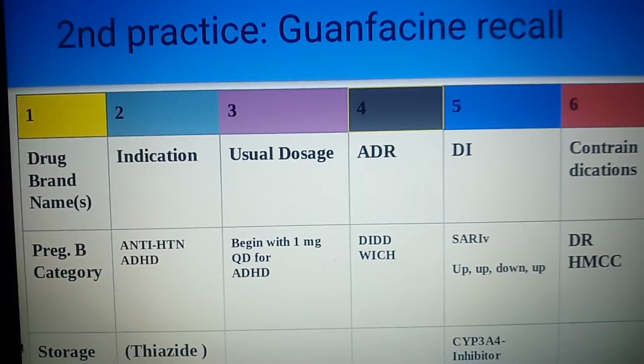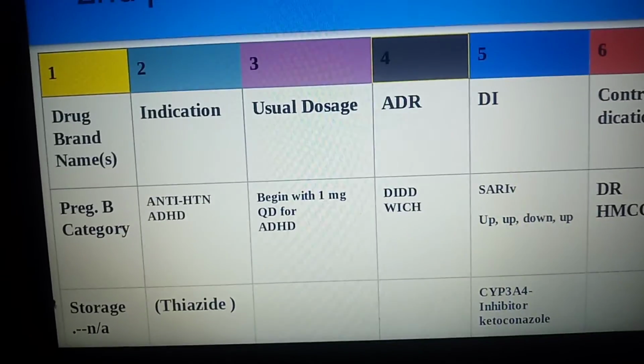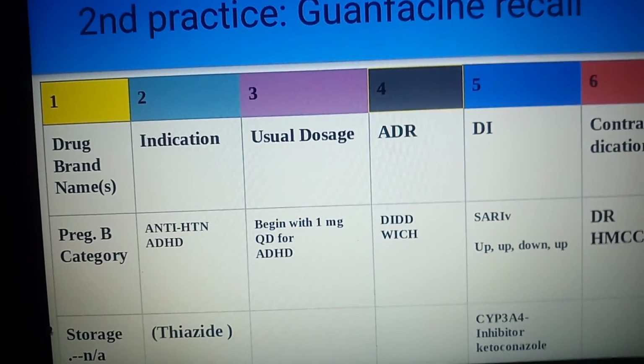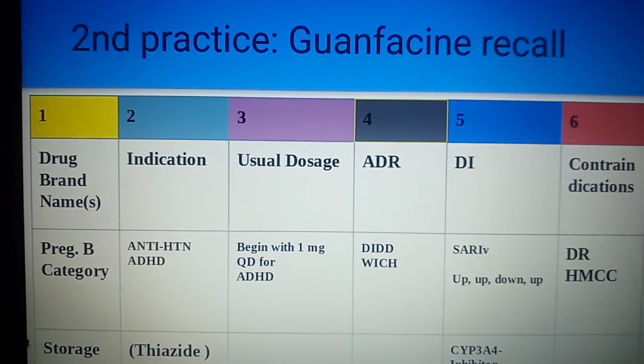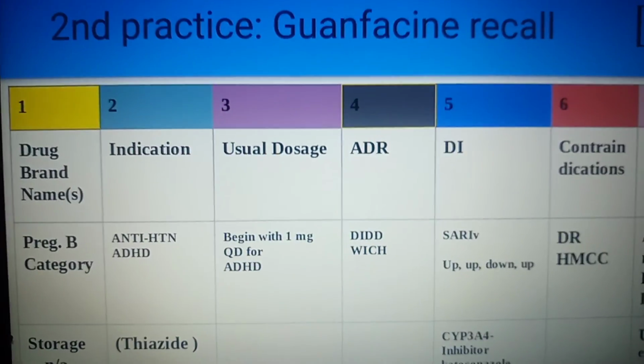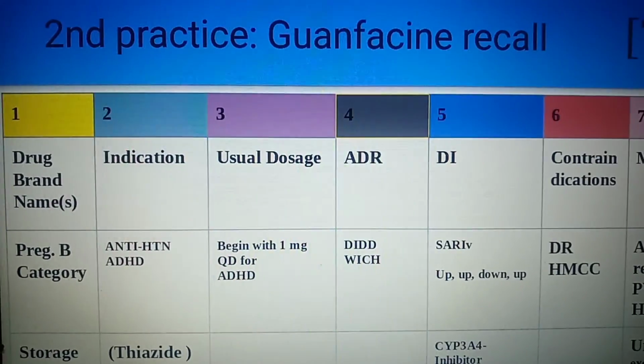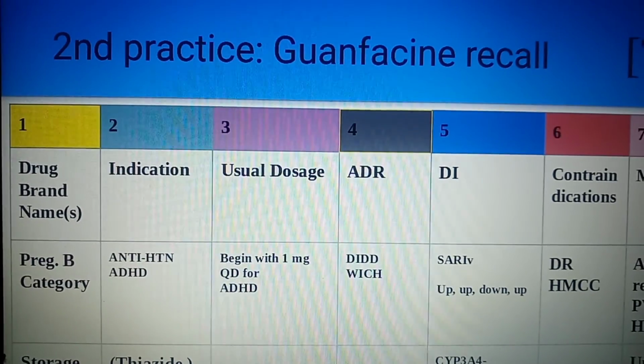Guanfacine recall. Reasons why it's given: pregnancy category was B. Folic acid pregnancy category was A. Guanfacine is B. Cyanocobalamin is C.